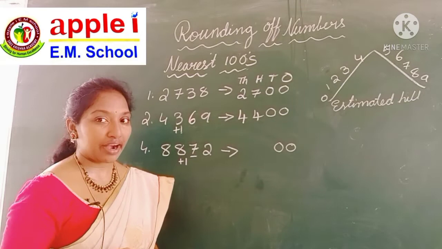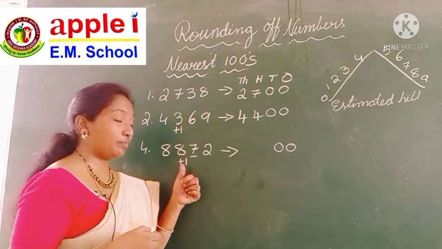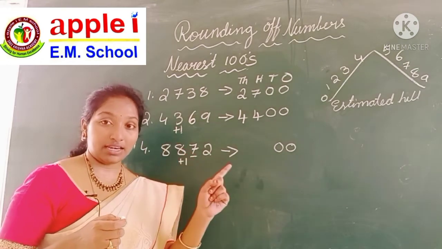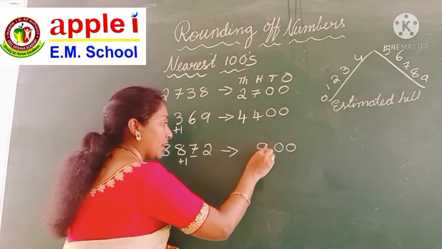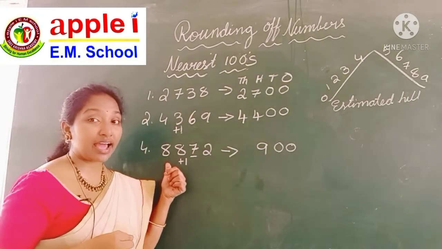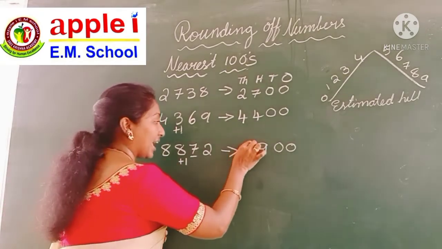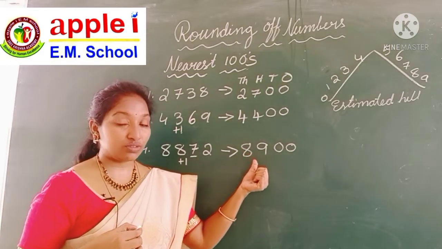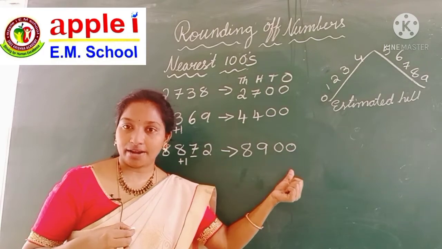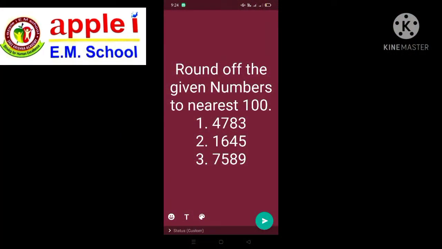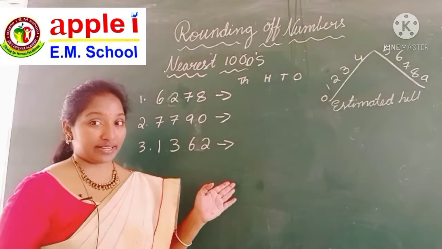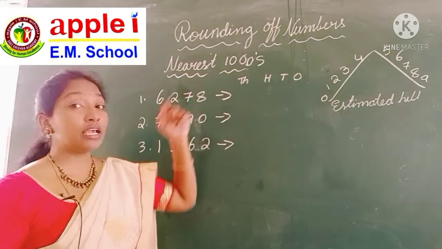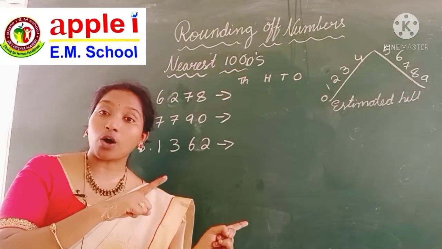So if you add 1, what we will get? 8 plus 1 is 9. So write 9 in hundreds place. And here thousands place we are having 8. So write 8 as it is. So the estimated value is 8,900. Understood, children? Now let us see how to write the estimated values by rounding off to nearest thousands.